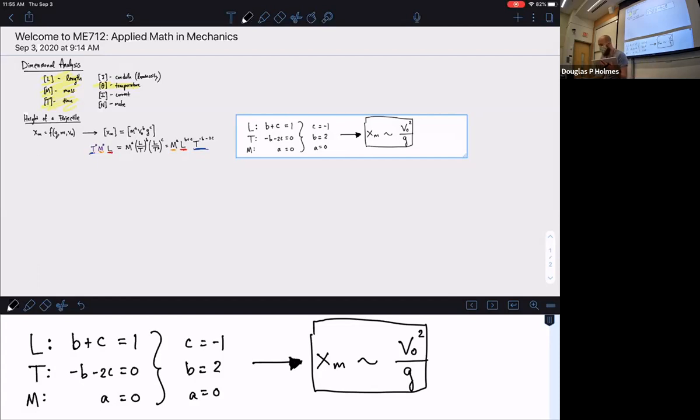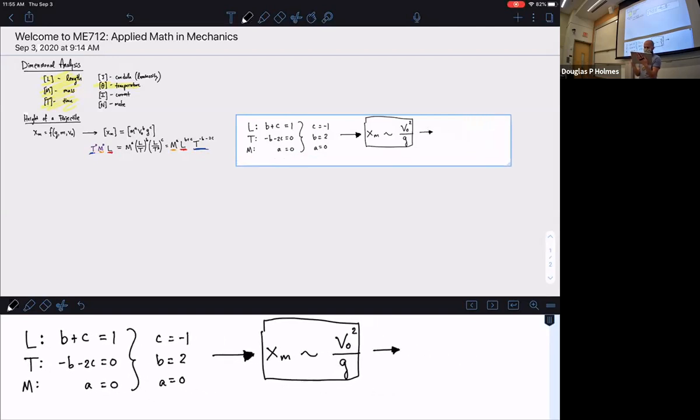And this is really powerful because we now have a pretty straightforward way of figuring out what that unknown constant is. So what does that mean? A more exact way to write this equation would be to say, well, I know there's some number there. So I know that really x_m should be equal to some unknown constant, I'll call it alpha, times v naught squared over g. And I might want to know what that unknown constant is.